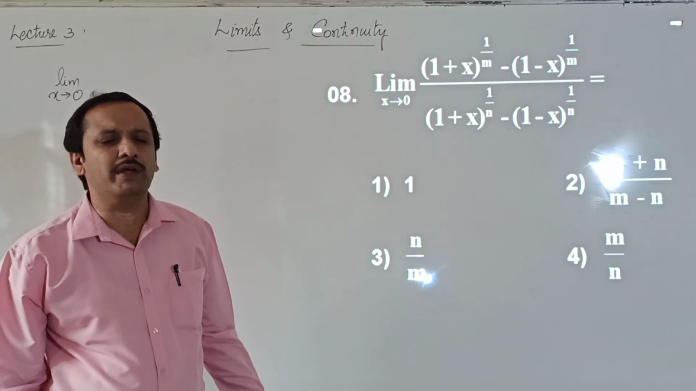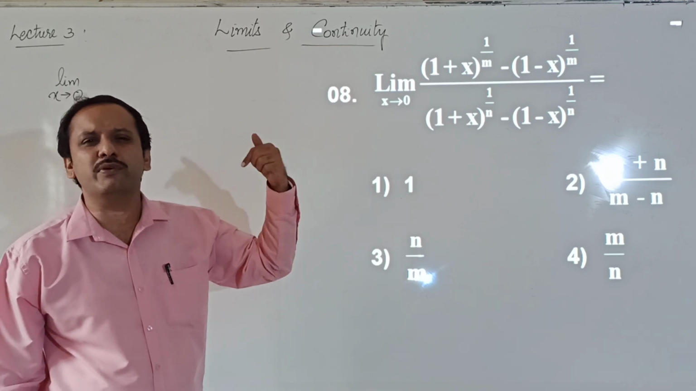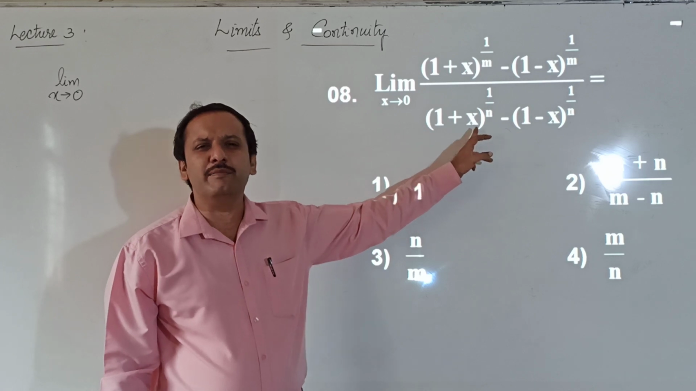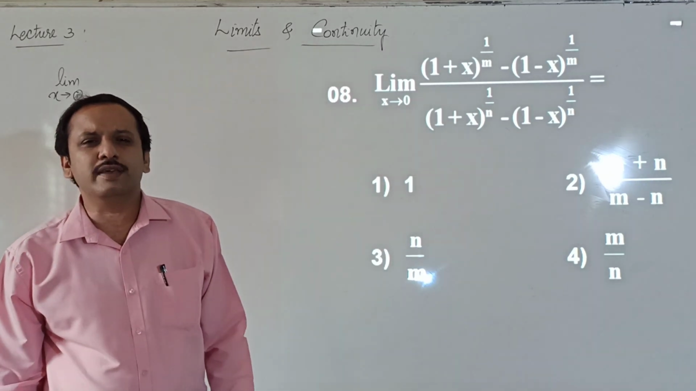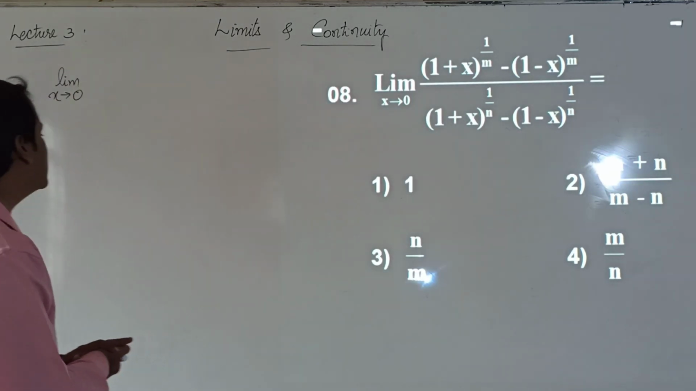1 power 1 by m is 1, minus the second term, which is also 1 power 1 by m. 1 power 1 by m minus 1 power 1 by m will become 0. In the denominator we get 1 power 1 by n minus 1 power 1 by n, that is also 0. So 0 by 0. For this problem also we can go for L'Hospital's rule.